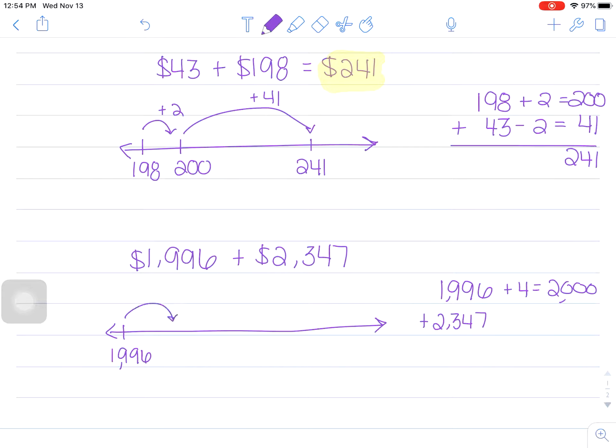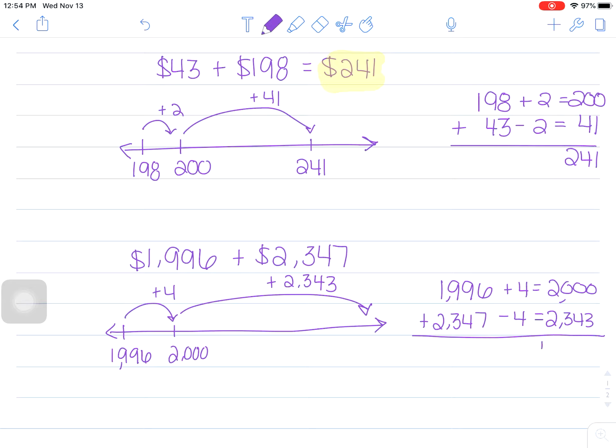So I went ahead and I added 4 to 1,996 because I know that's going to give me 2,000. You could have gone another route, no problem. And then I'm just going to go ahead and add that giant number, 2,340. Remember, I have to subtract 4 here. 3. Okay, and I'm going to add these 2 up, which is so easy.